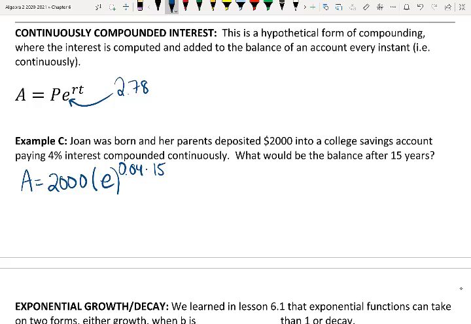So in this, your calculator will have it listed a couple of different ways. I'm just going to do this quick multiplication here. 2,000 E to the, this is going to end up being 0.6, not 0.06. 0.04 times 15 is 0.6.